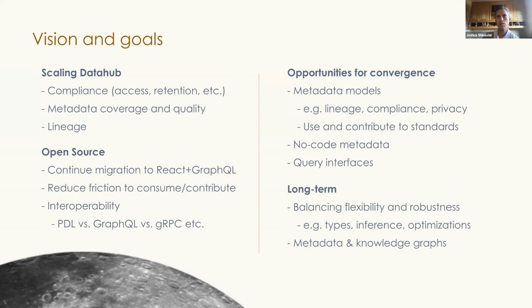So we will continue migration to React and GraphQL. We want to make it easier for us to contribute code into open source DataHub and consume community contributions. There's some good work to be done around interoperability, thinking about PDL versus GraphQL as a modeling language, supporting gRPC. What if someone wants thrift and other things? Having general purpose solutions around interoperability.